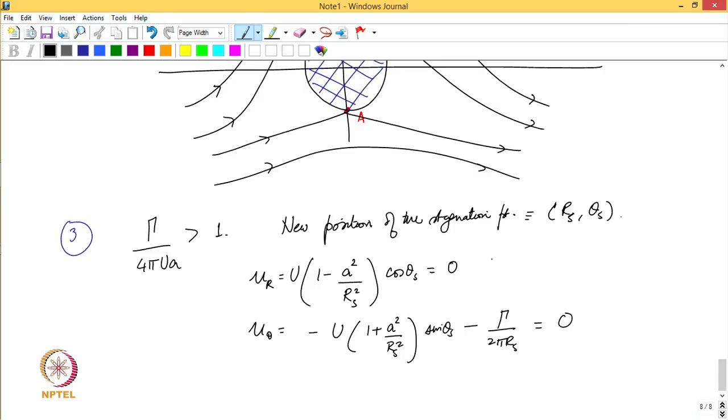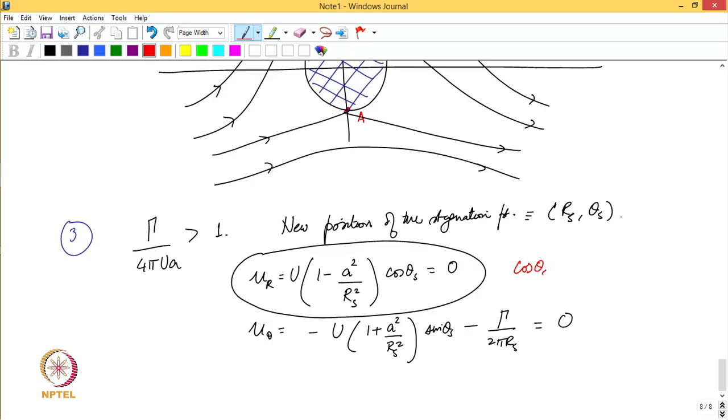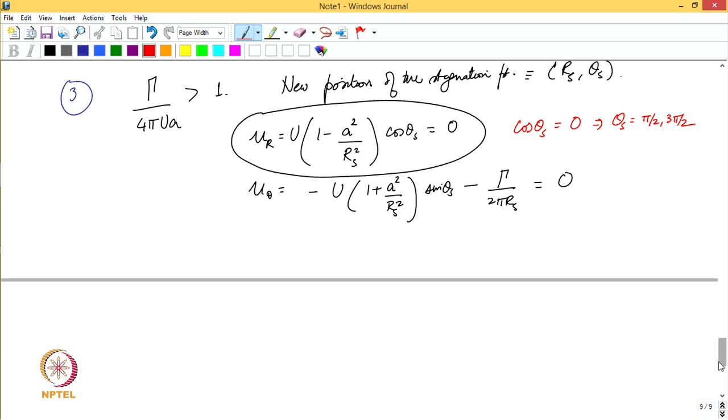If I look at the first equation here, it can have either r s equal to a, which gives us u r equal to 0, but that is a trivial solution, we have already seen that. More importantly, r equal to a will again bring us back to the cylinder, and you can verify that it is not going to work out, because gamma is more than 4 pi u a. So, clearly only cosine theta s can be 0. That is the only feasible solution, which means theta s could either be pi by 2 or 3 pi by 2, one of those two values. Now, which of those values, and what would be the value of r s corresponding to that value of theta s? Let us work it out.